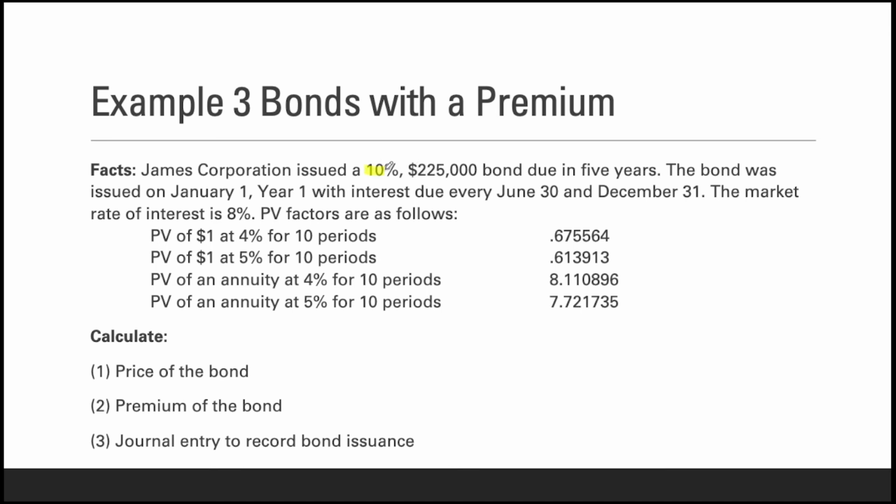So in our question, it gives us a stated rate of 10%, as well as a face value of the bond of $225,000. And again, always keep in mind how many times interest is paid out during the year, which here it says June 30th and December 31st, just like in the last example.